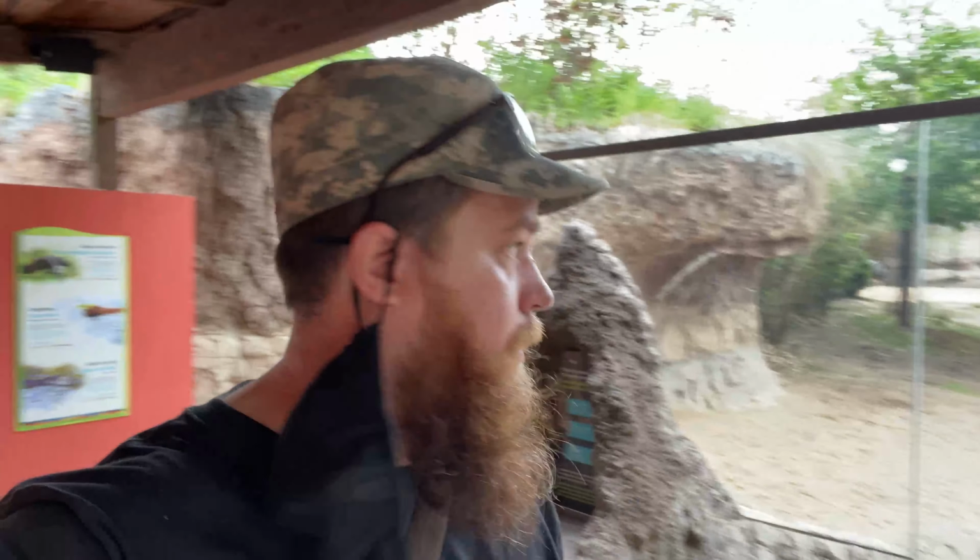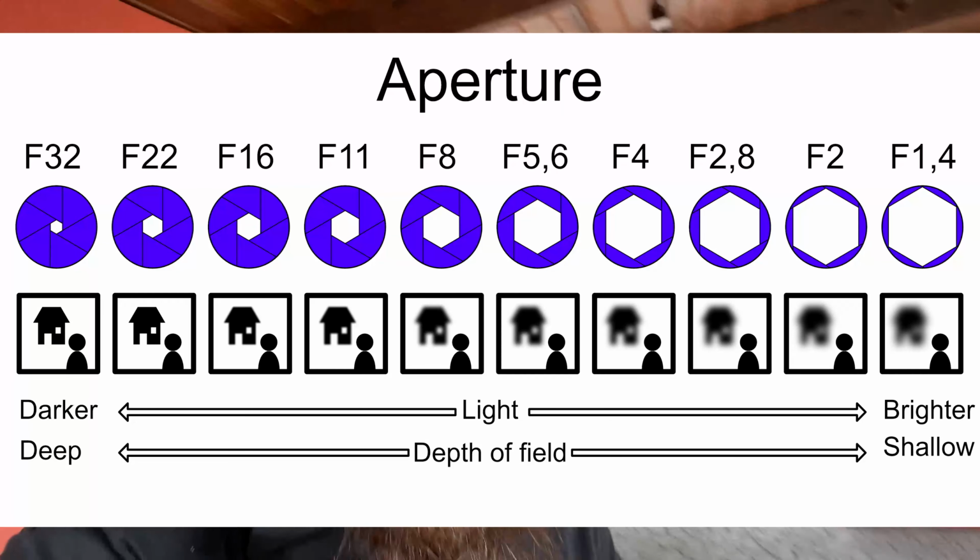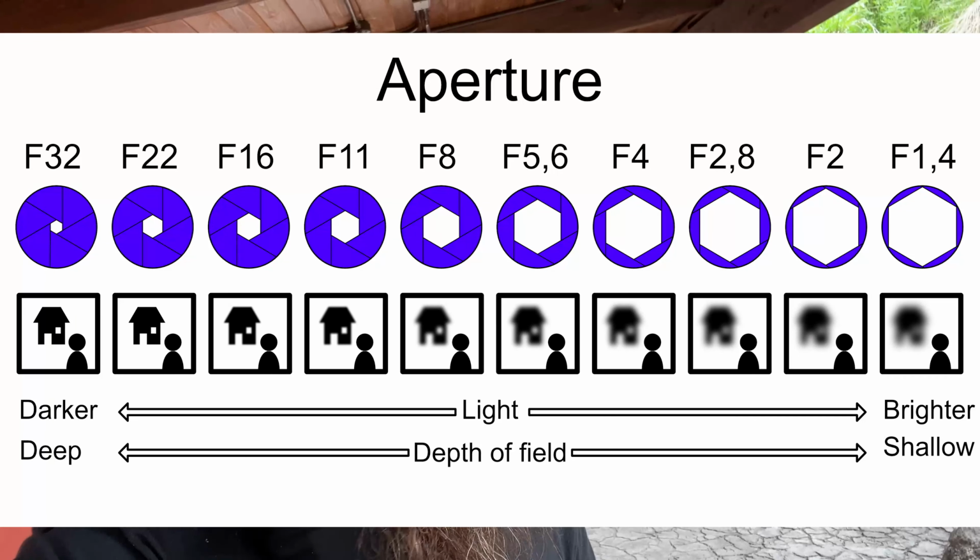Hey guys, today we're at the zoo and I'm going to teach you about aperture. One of the most important things about aperture is it determines the style of your photograph. It does two things. One, it determines how much light is let into the lens, and it also determines your depth of field.